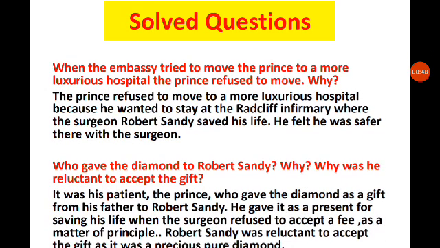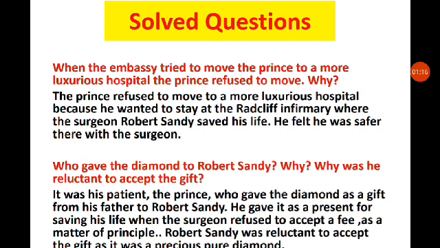Question 1 goes: when the embassy tried to move the prince to a more luxurious hospital, the prince refused to move. Why? The prince refused to move to a more luxurious hospital because he wanted to stay at Radcliffe Infirmary, where the surgeon Robert Sandy saved his life. He felt he was safer there with the surgeon.